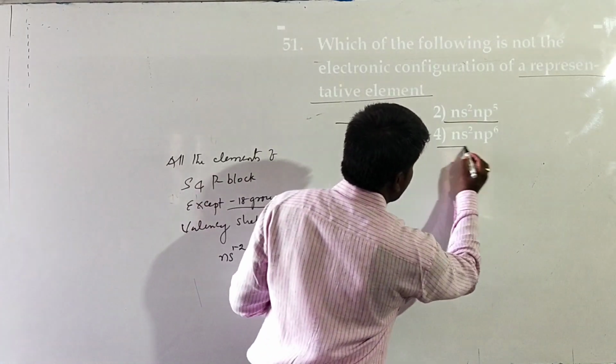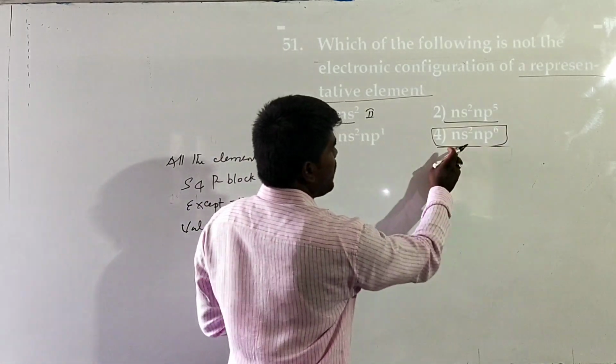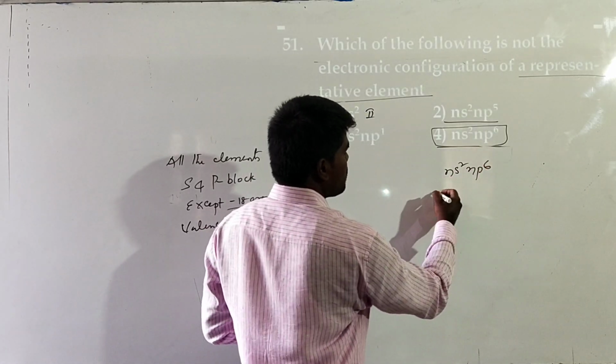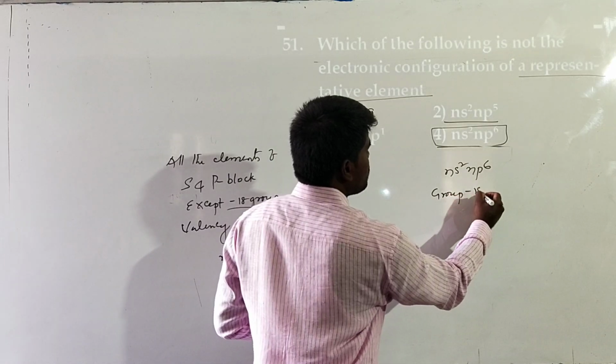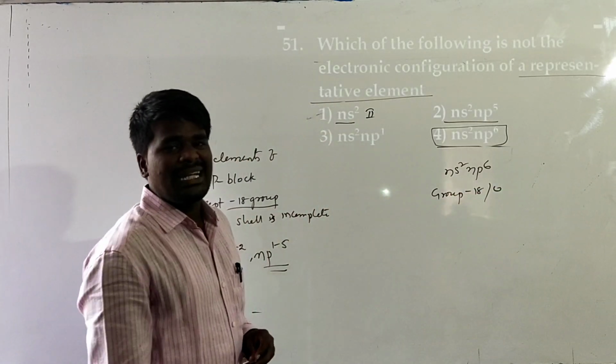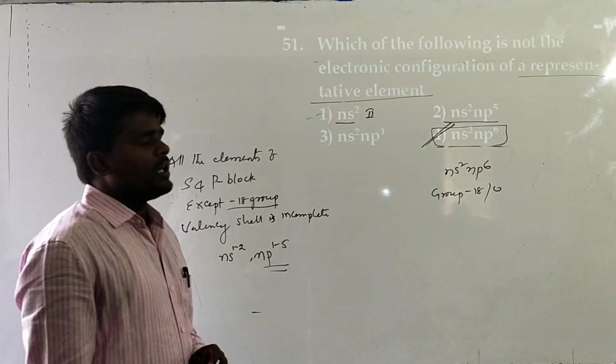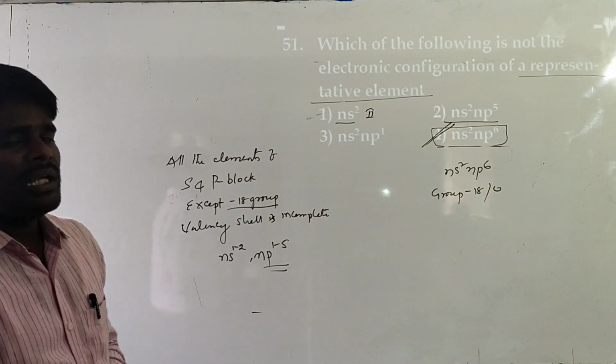But if you look at this particular electronic configuration, ns2 np6 is the general valence electronic configuration of group 18 or the zero group, which are called inert gases. Because of that, this doesn't come under the valence electronic configuration of representative elements.